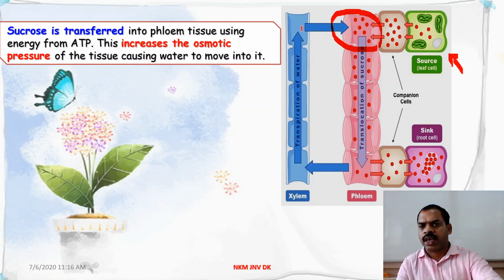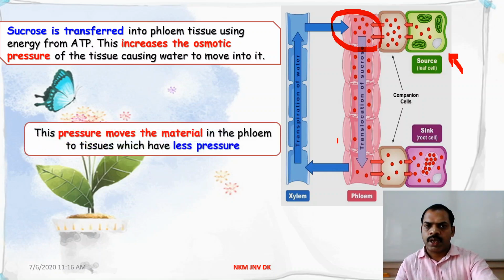Water from the neighboring xylem, because we know xylem and phloem are always running parallel. So xylem containing water, from the neighboring xylem, water enters into the phloem. So what happened now here? Sucrose solution. So sucrose from leaves, water from the xylem increases the osmotic pressure, and that creates a heavy osmotic pressure, and in the sink where the content is less, the osmotic pressure is less.